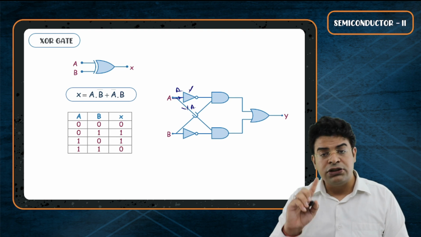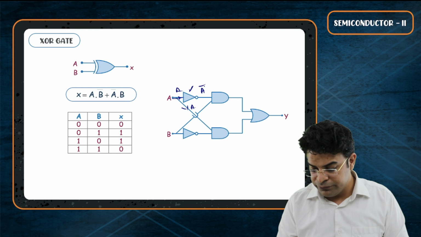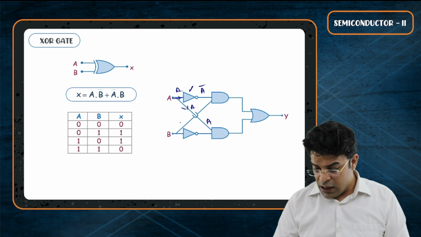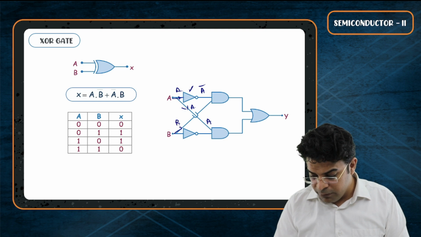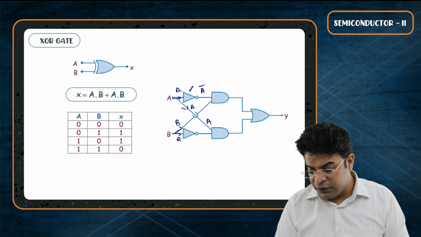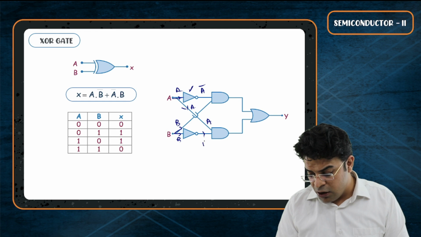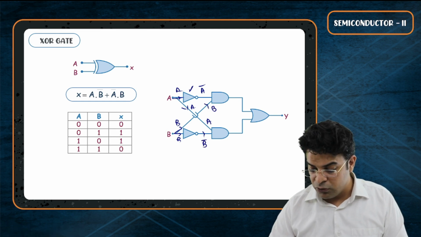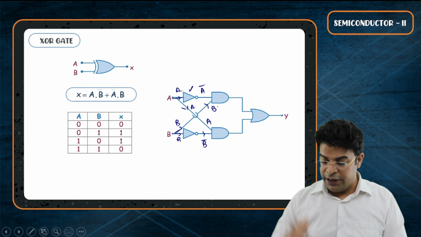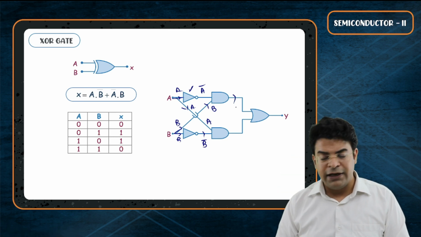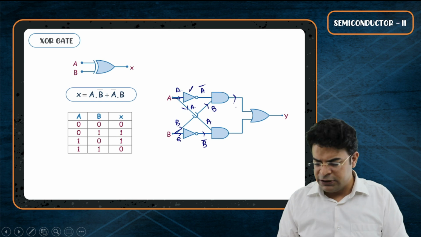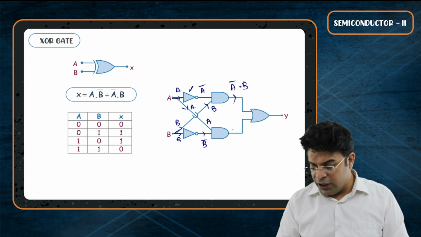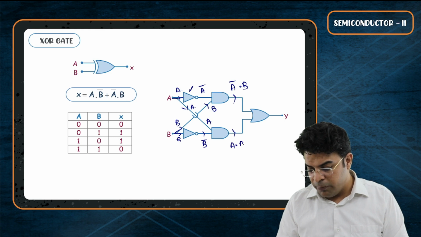After crossing this NOT gate, this becomes A bar. And this same signal A goes here. And the signal B comes from here, B and B. After crossing this NOT gate, the output of this NOT gate becomes B bar. And this same B goes into this upper AND gate. The AND gate simply multiplies. So from here you will get A bar dot B. From here the output will be A dot B bar.